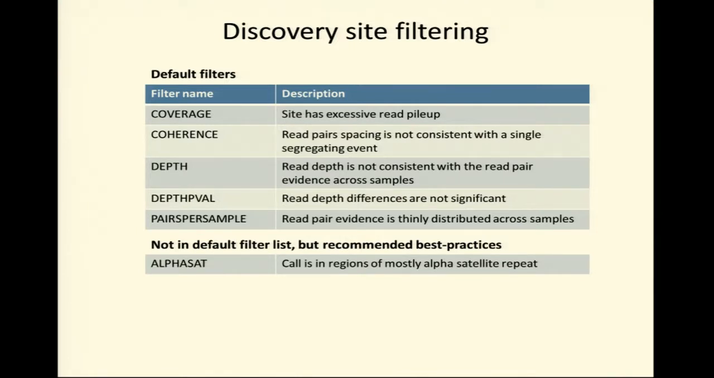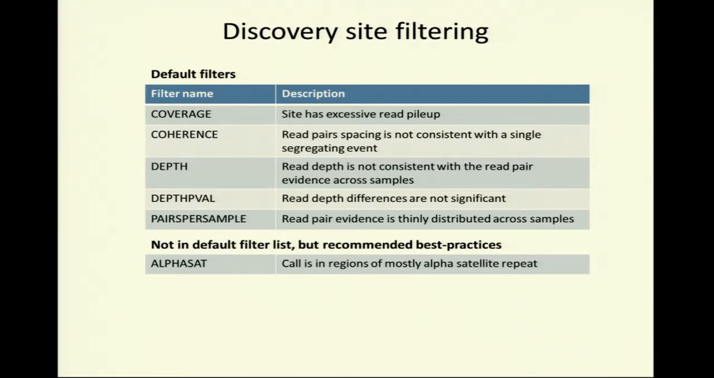The coherence filter says that the read pair spacing was not consistent with there being a single segregating deletion at that site. It's remotely possible that there were 2 very close deletions, and sometimes sites like that can fail the coherence filter, but in general, the coherence filter is pretty good at picking out good deletion sites. The depth and depth p-value filters are asking whether or not the read depth and read pair signals look consistent, and whether or not there was enough depth to get a good measurement at this site. And pairs per sample is a filter that by default is essentially requiring that we see at least 2 read pairs in some sample before we will believe that a site is real. And this filter is very good for improving the specificity of the calls.